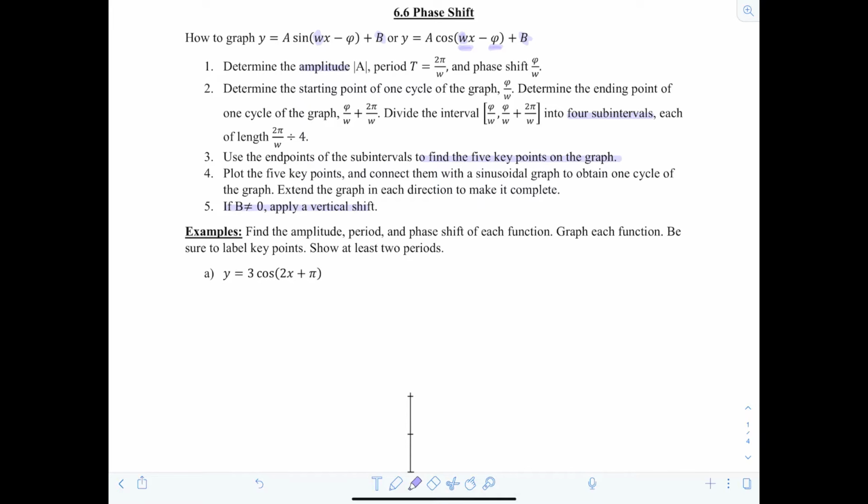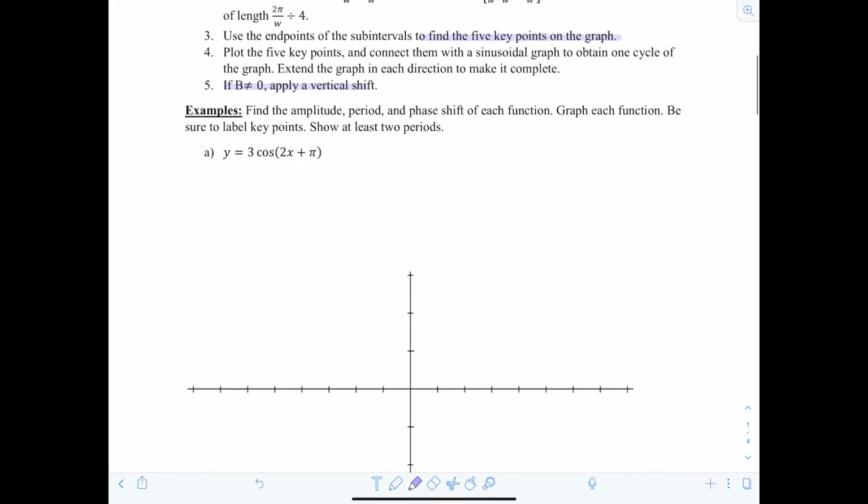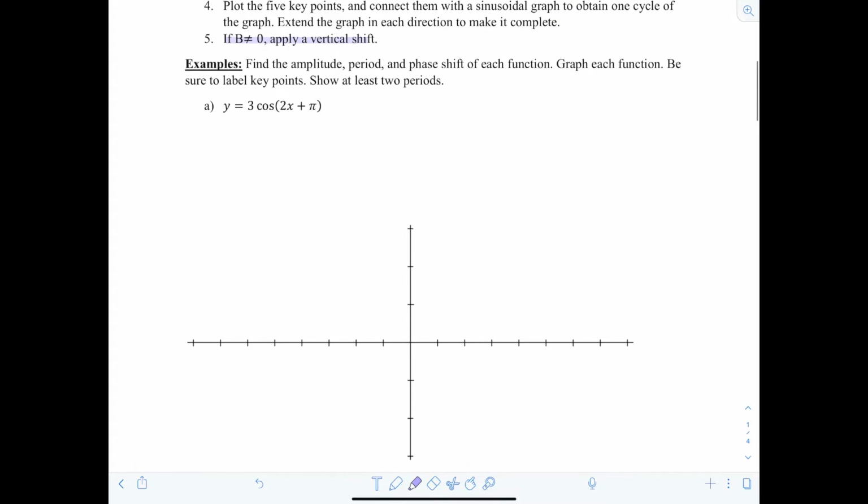So first example, find the amplitude, period, and phase shift of each function. Graph each function. Be sure to label key points. Show at least 2 periods. Okay. So first things first, the amplitude, that's going to be the absolute value of 3, which is 3.